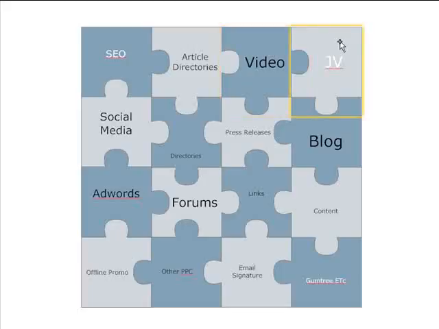JV, so joint ventures. What other businesses have you got in your area, or maybe nationwide, that don't compete with you but can provide you with incoming links? You can attract their customers, they can attract your customers, you can get on their email lists, they can get on your email lists.